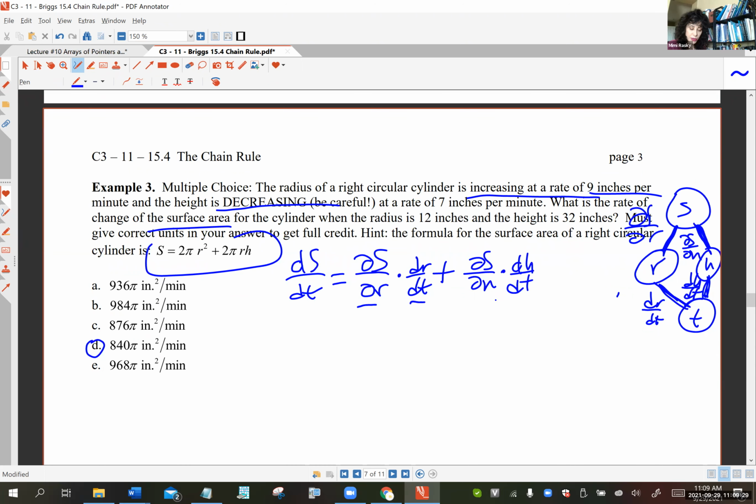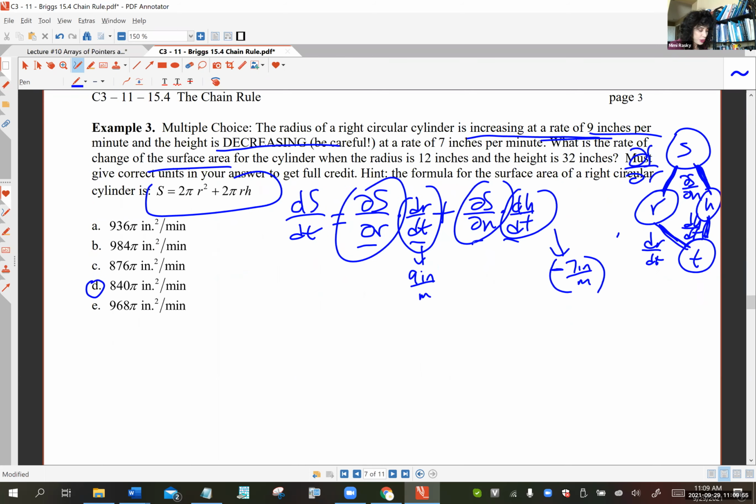But the good news is this one's a little bit easier than the last example because we only have 4 derivatives total to go get. And they already told me what dRdt is. They said that the radius is increasing at a rate of 9 inches per minute. And then the height is decreasing, so negative 7 inches per minute. So those are two derivatives or rates that I don't need to go get. But I do need to get those partials. So you got to be careful here.